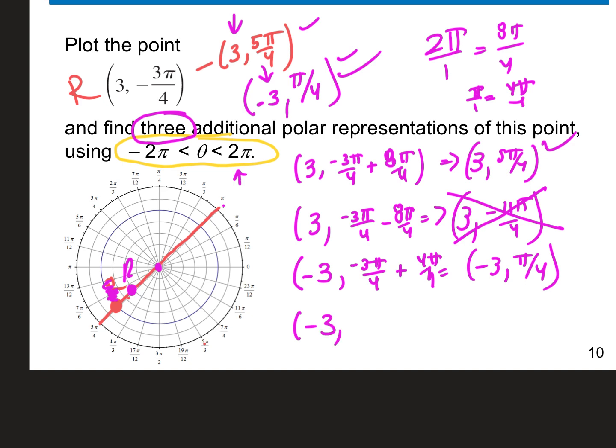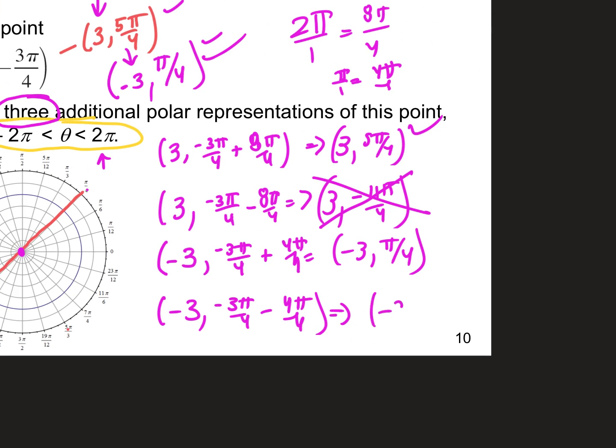So okay, good. I still have to go through a little work to find one more representation. So I'm going to say negative 3, and I'm going to take my negative 3 pi over 4 and subtract 4 pi over 4. Let's see what we get here. So we get negative 3 comma negative 7 pi over 4. Is that in between negative 2 pi and positive 2 pi? How many times does 4 go into 7? It goes in one time with a little bit left over. It does work. So here's our other representation.